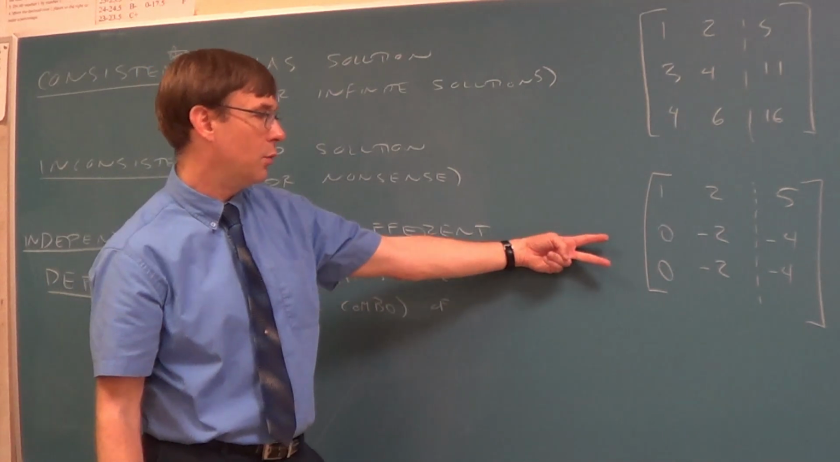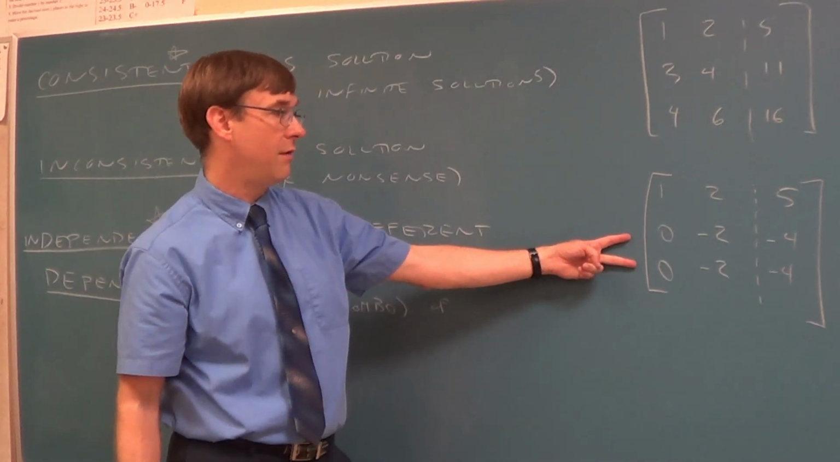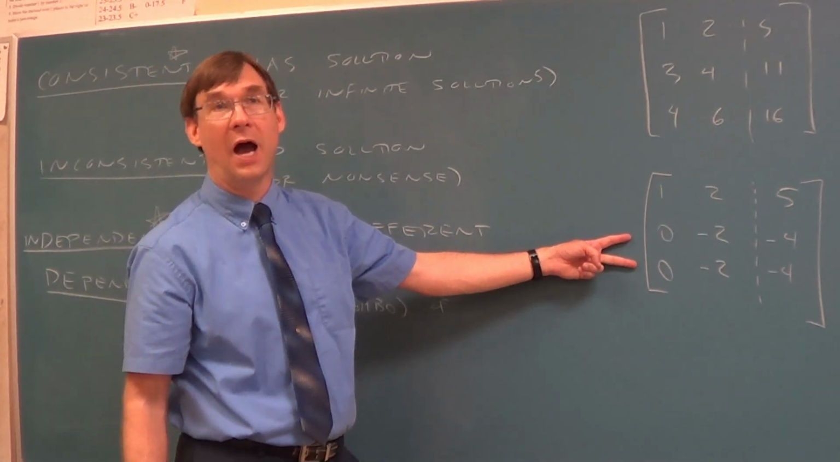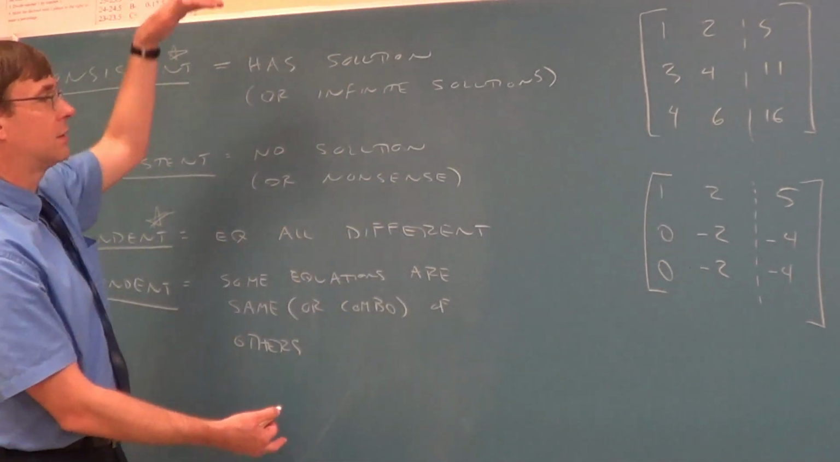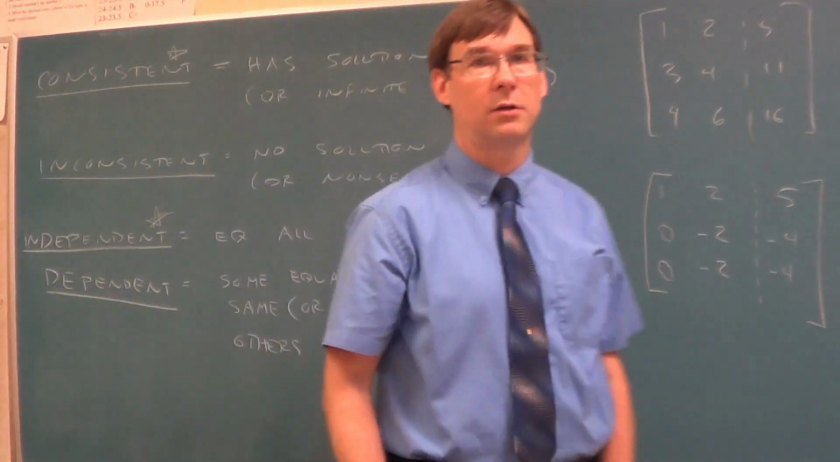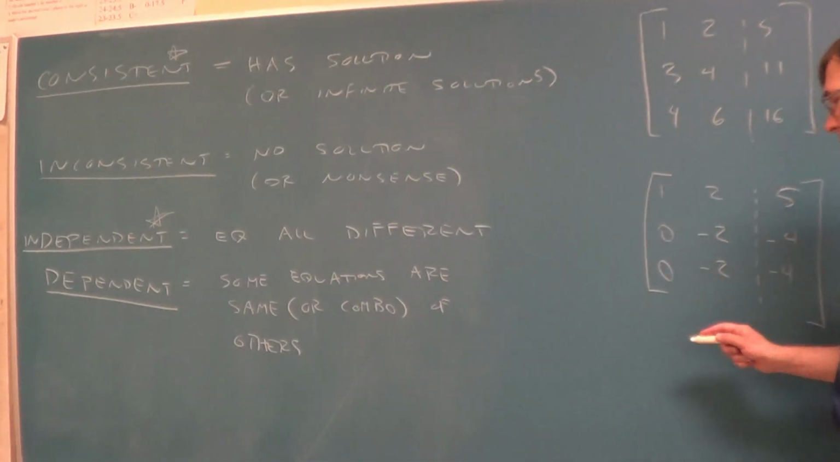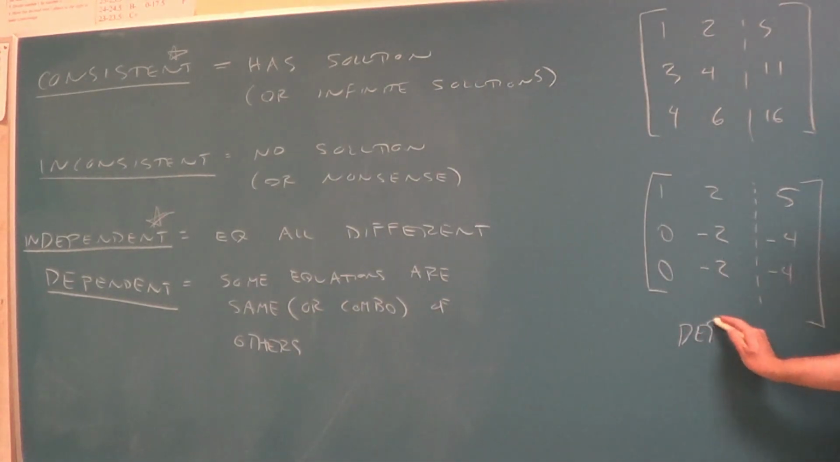And then just try to pay attention to your surroundings. I think at this point we can clearly see those two rows are the same. I hope that would catch your eye. That's the same thing twice. Which word is it that describes the same thing twice? That is dependent. That is a dependent system because two of those equations are the same.